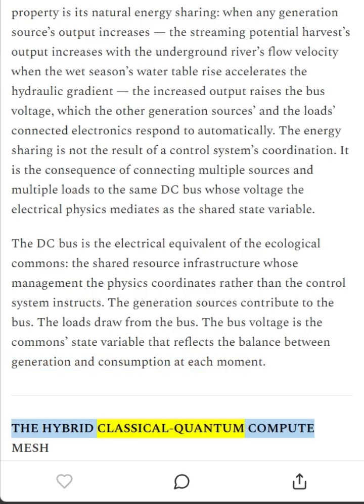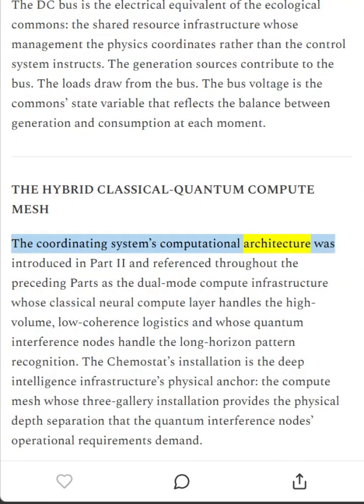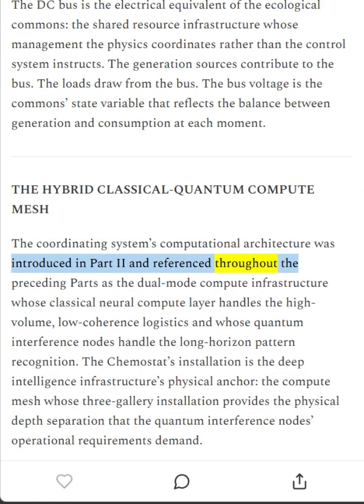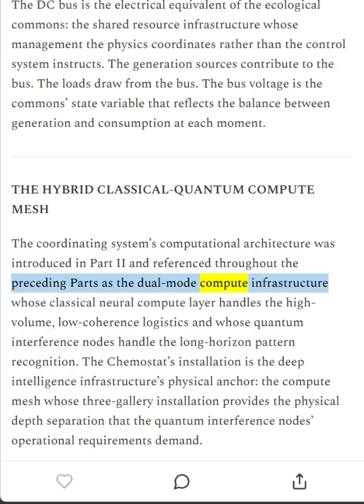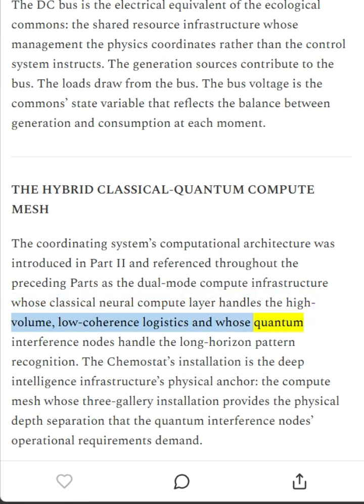The hybrid classical quantum compute mesh. The coordinating system's computational architecture was introduced in Part 2 and referenced throughout the preceding parts as the dual-mode compute infrastructure whose classical neural compute layer handles the high-volume, low-coherence logistics and whose quantum interference nodes handle the long-horizon pattern recognition. The chemostat's installation is the deep intelligence infrastructure's physical anchor, the compute mesh whose three-gallery installation provides the physical depth separation that the quantum interference nodes' operational requirements demand.